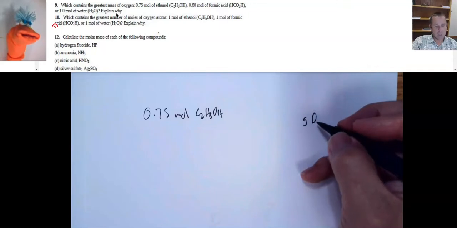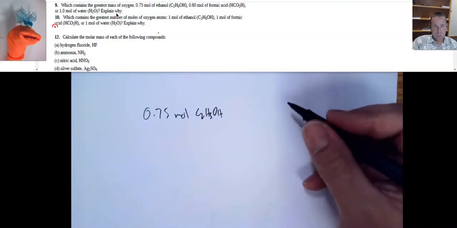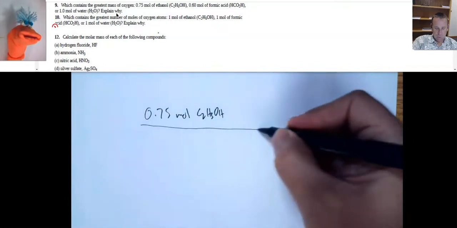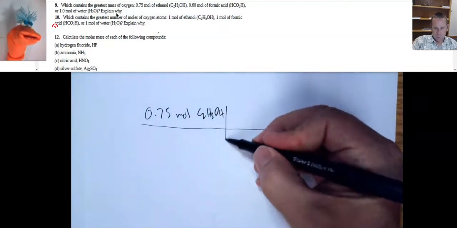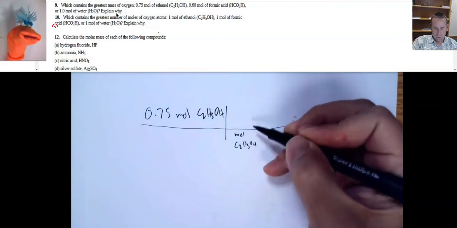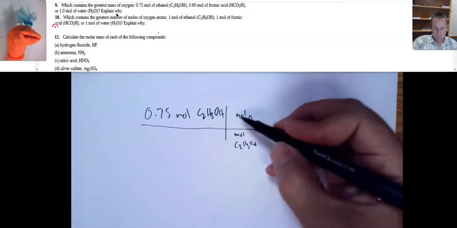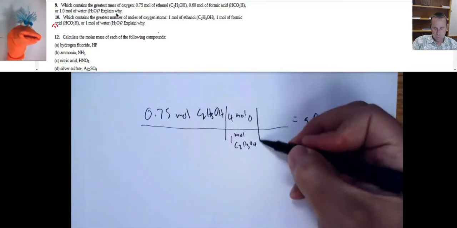And what does it say? Which contains the greatest mass of oxygen. It doesn't say oxygen gas, it's just oxygen. We can do O2 or O, as long as we do it the same for all of them, it doesn't matter, right? But from this, if I have that many moles of that material, I can convert that many moles of C2H5OH and relate it to just the moles of oxygen atoms, because there's 4 moles of oxygen atoms for every 1 mole of that material.